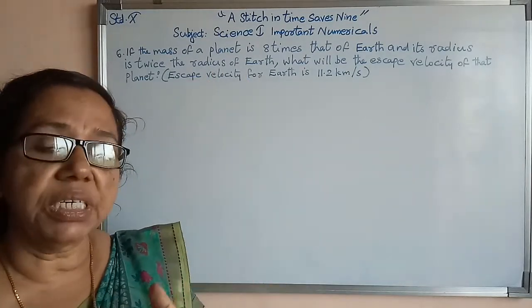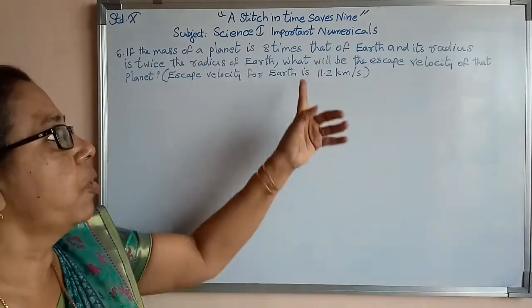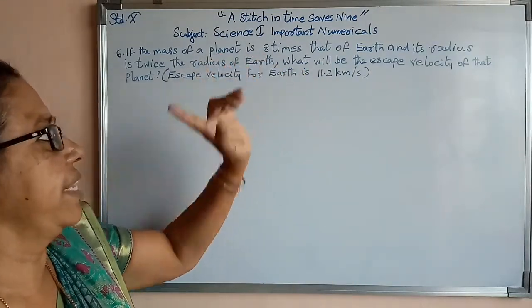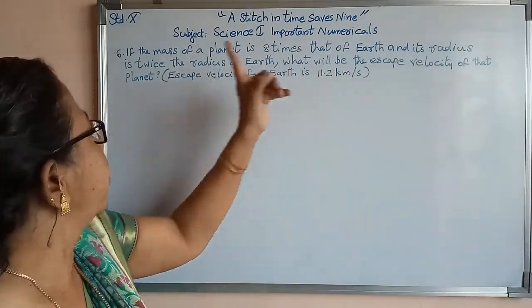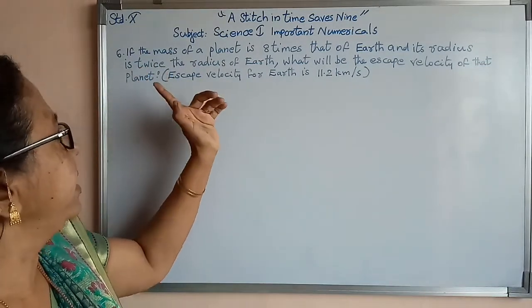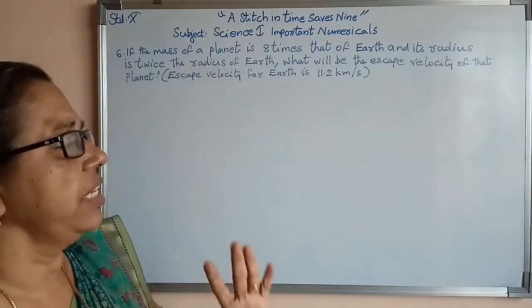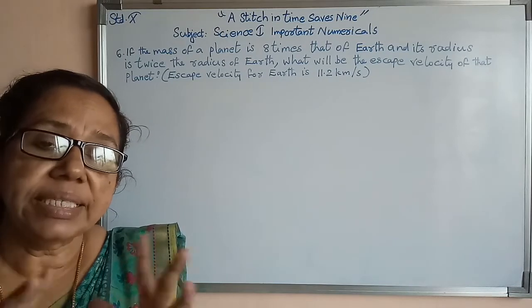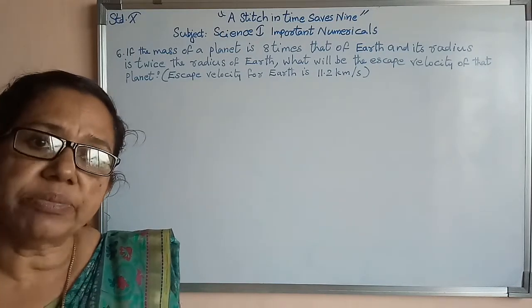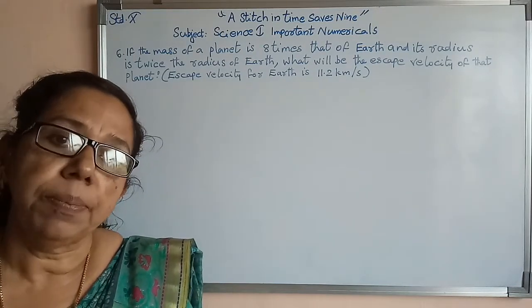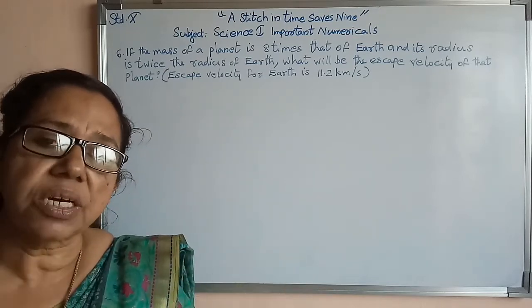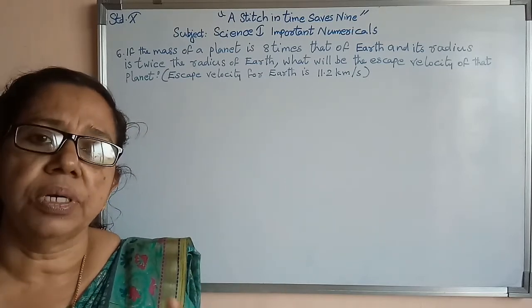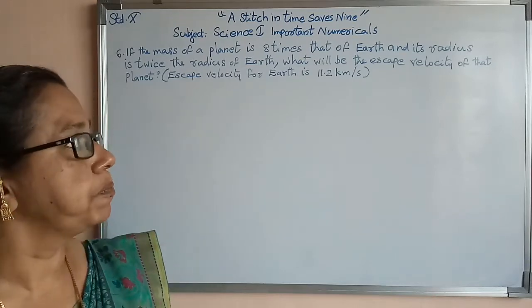What is the mass of the Earth? It's 8 times more to the mass of the planet. Then the radius of the planet is twice the radius of the Earth. What is the radius of the Earth? It's 2 times more the radius of the planet. Mass of the Earth, how much? It's 8 times more mass of the planet.